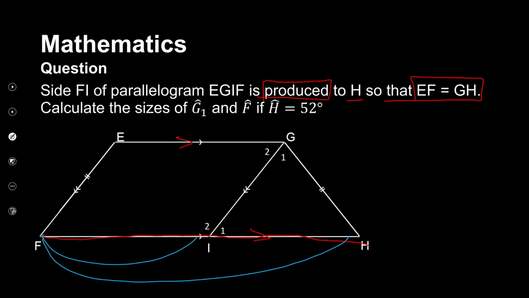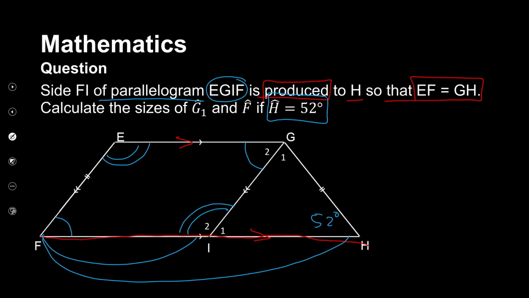Now we need to calculate the sizes of G1 and F if I have that as 52 degrees. But before that, let me show you. We know that this is a parallelogram, right? If we know that, it means this angle will be equal to that angle. This angle will also be equal to this angle, right? And then we are told that this is 52 degrees. So what do I now want to do? I want to find what G1 is, number one, and also to find what F is.